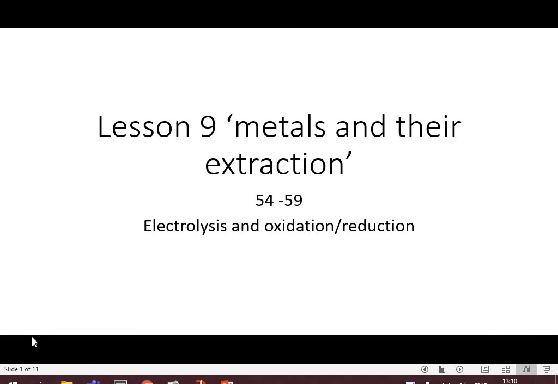This is lesson 9, metals and their extraction. We're going to look at electrolysis, oxidation and reduction reactions, and we're looking at pages 54 to 59.